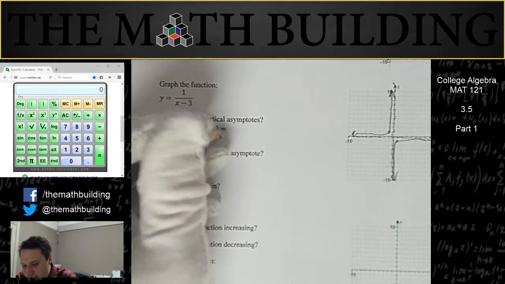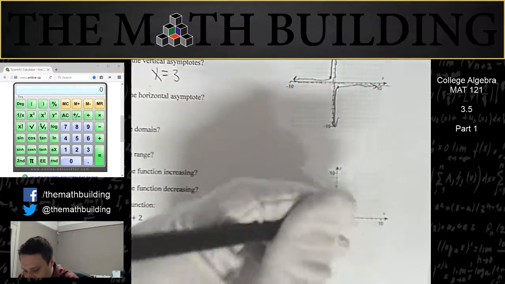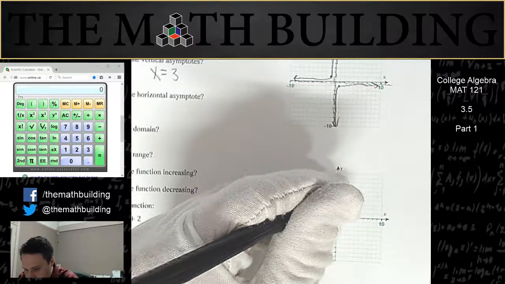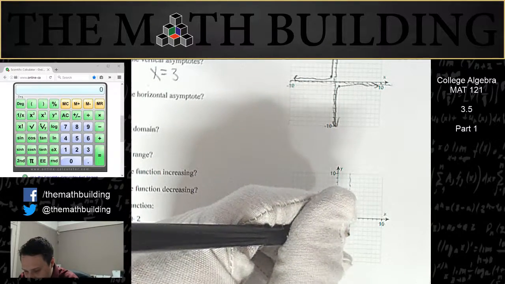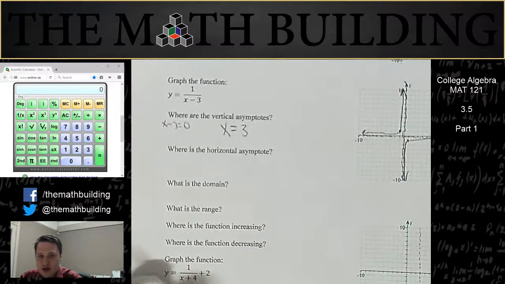So the vertical asymptote is going to be x is equal to 3. So our vertical asymptote is x equals 3. What about the horizontal asymptote?